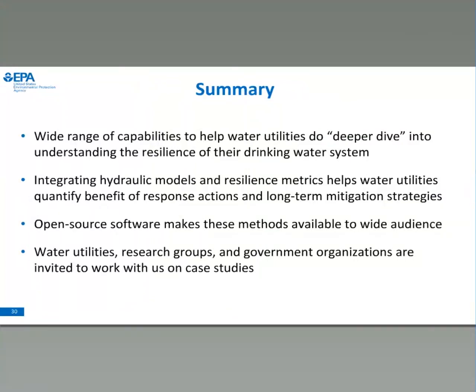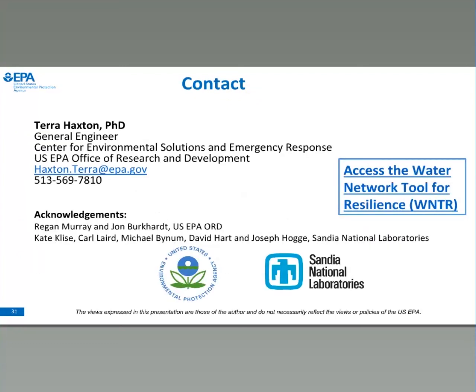In summary, WNTR provides a wide range of capabilities to help drinking water utilities do a deeper dive and understand the resiliency of the drinking water system. We're able to integrate hydraulic models and resiliency metrics to help water utilities quantify the benefit of different response actions and long-term mitigation strategies. This is open source software that makes these methods available to a wider audience so that anybody can use it, and it's free to use. And again, we want to encourage other people to work with us on case studies, whether water utilities, research groups, or other governmental agencies.